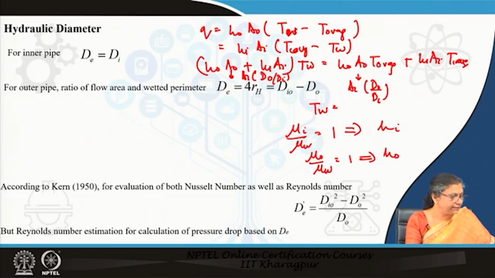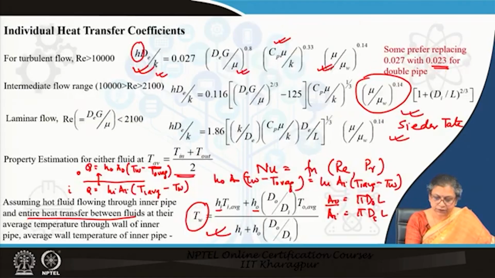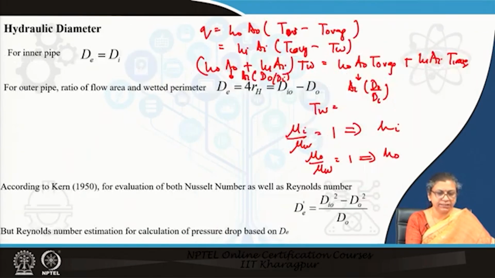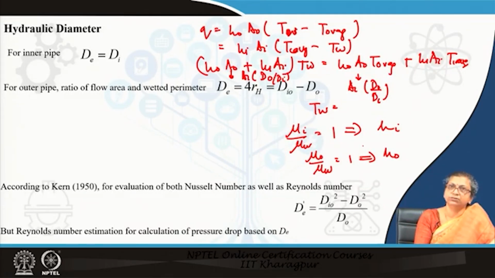Once HO and HI are found out, then you substitute these two, find out TW. Once you have found out TW, you can find out mu W. Now, you can evaluate mu by mu W, and then again you can find out HI and HO. Normally, we find that one iteration is usually sufficient, we do not have to go for further iterations here. So, therefore, in this particular way you can find out HI, you can find out HO. Once you have found out HI and HO, you can find out UO.